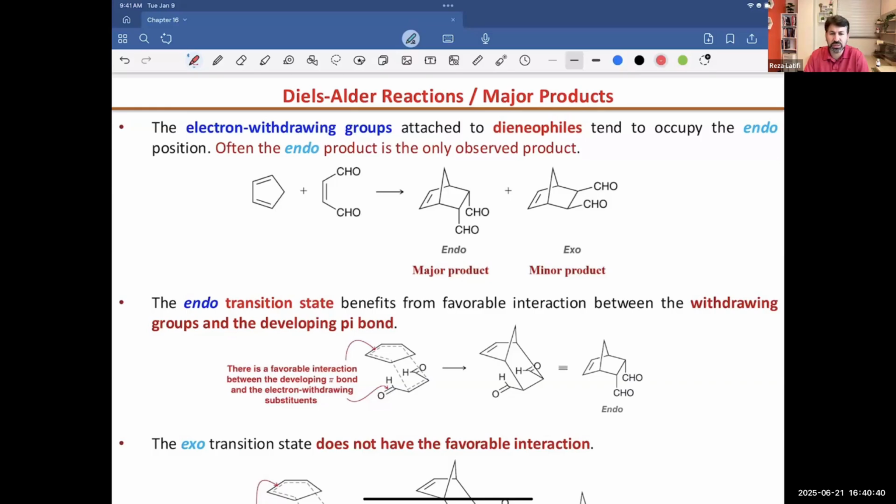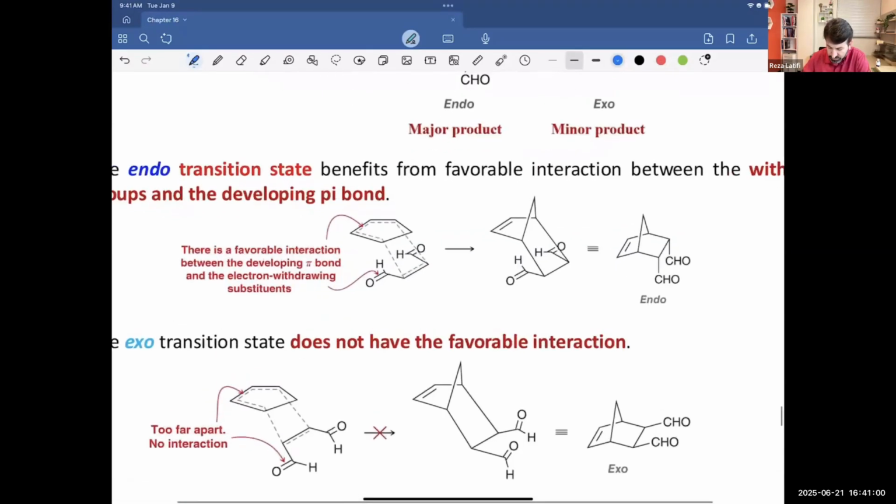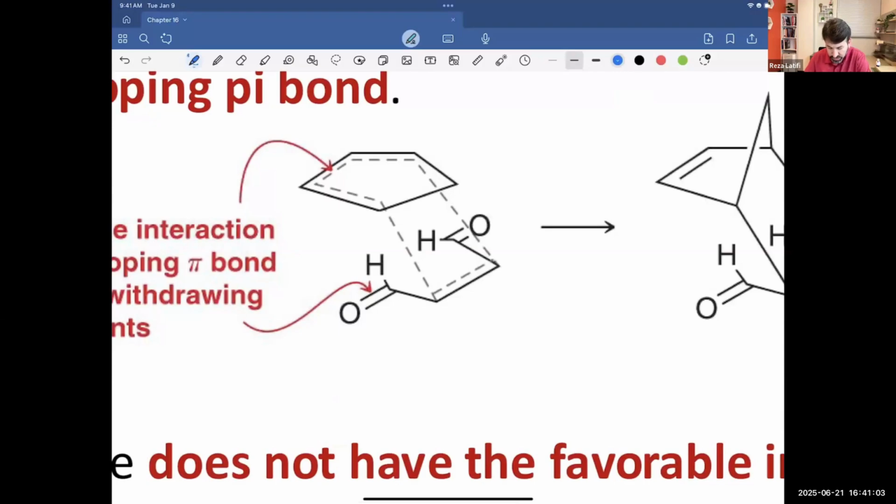What's the reason behind it? The reason has something to do with the transition state. Apparently we have two activation energies, and one of them is going to be lower, and because it's lower, you get more product from it. The reason is that if we zoom in here, you have a CO double bond, and that double bond has p orbitals. And here you are trying to build a new pi bond. That new pi bond can interact with those functional groups, they can stabilize the new pi bond, and they will drop the activation energy.